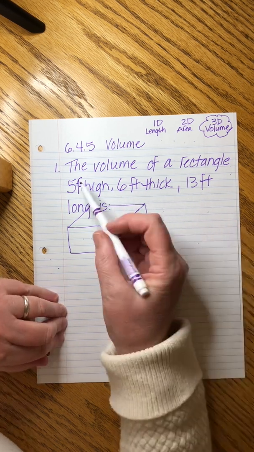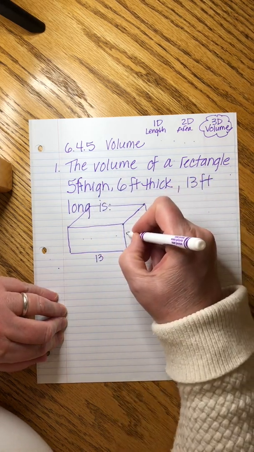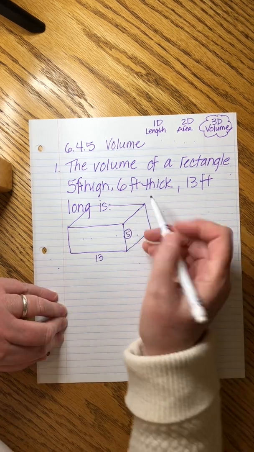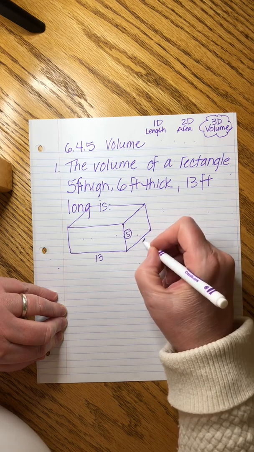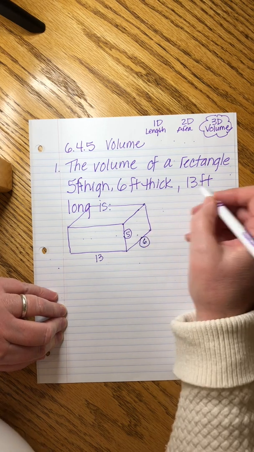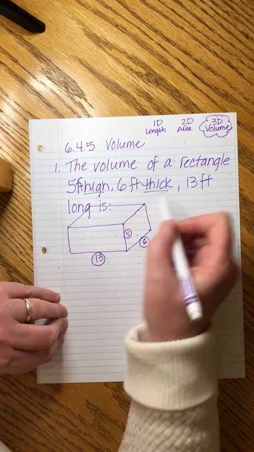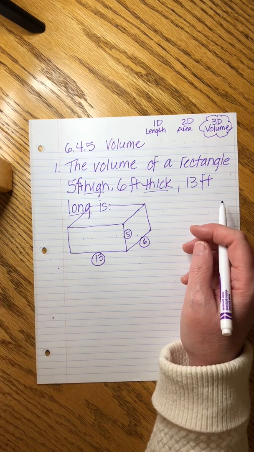Okay, so here's our rectangle, 5 feet high. That's usually considered to be this dimension, height. 6 feet thick, that's this dimension. And 13 feet long, that's usually the front edge. Decoding these words is important so that you understand what it is that you're drawing.